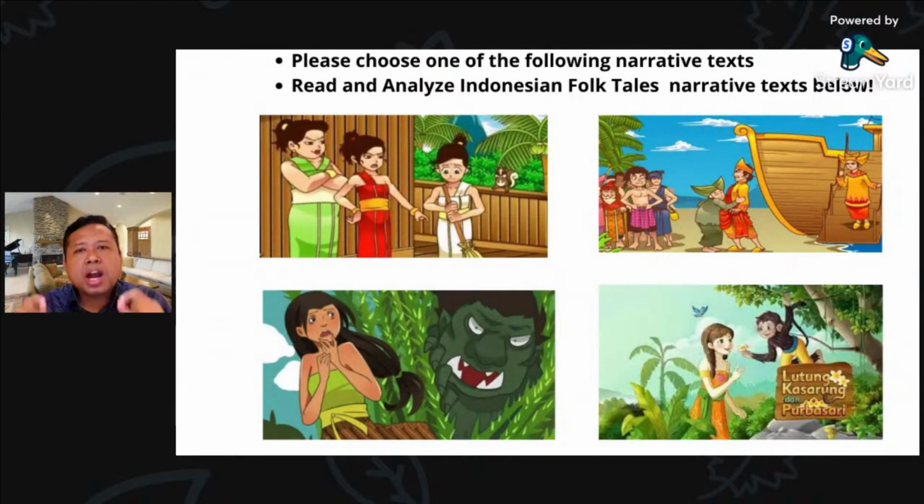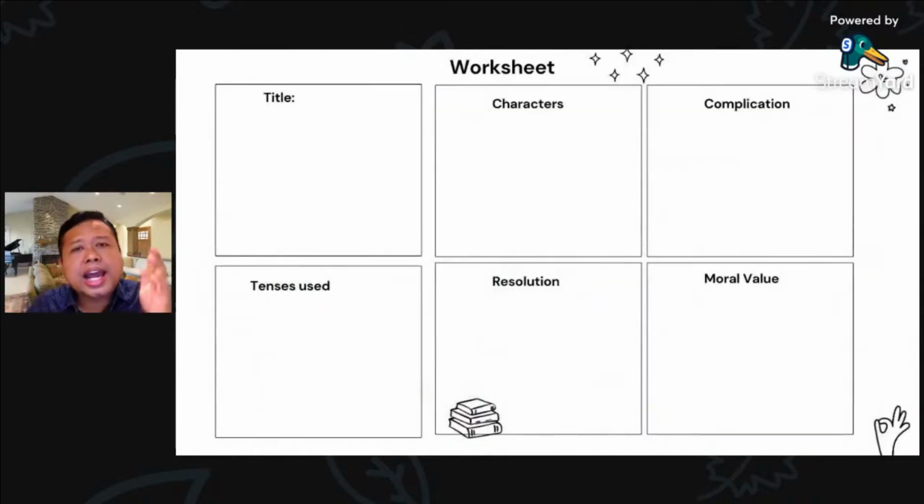Please choose one of the following narrative texts. Read and analyze the Indonesian folk narrative text below. Can anyone identify the first picture? Yes, it's about Bawang Merah and Bawang Putih. The second one is about Malin Kundang. The third is about Timun Mas. The last is about Lutung Kasarung and Purbasari. Please analyze an Indonesian folk tale, and then complete the following worksheet.